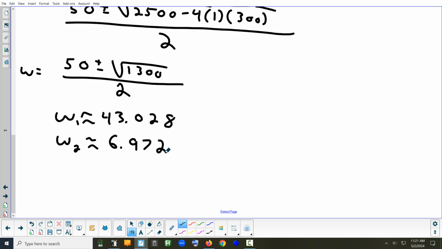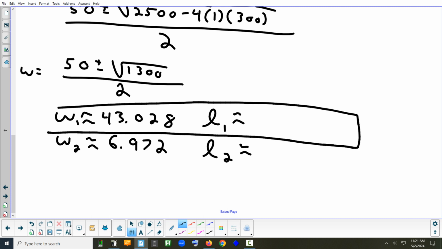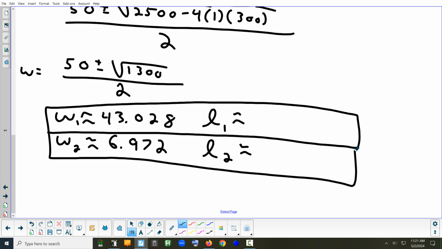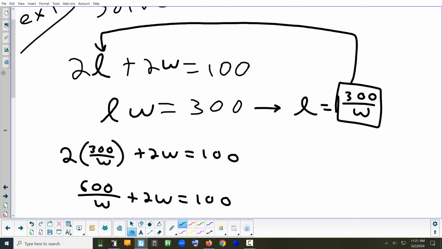Okay, so we got our widths. We need something else. We're not done. We need our lengths. Does that mean we're going to have 2 lengths? Yeah. So we have to find L1 and L2. So these are going to be our two answers. How do we get the L1 and L2 quickly? By using the 300 and the length times width.